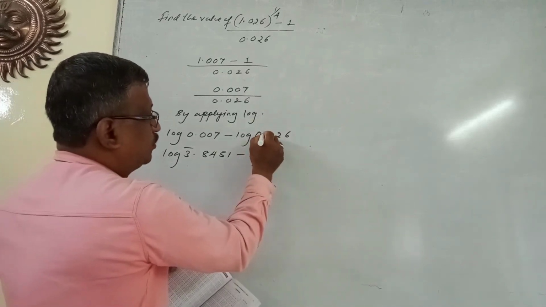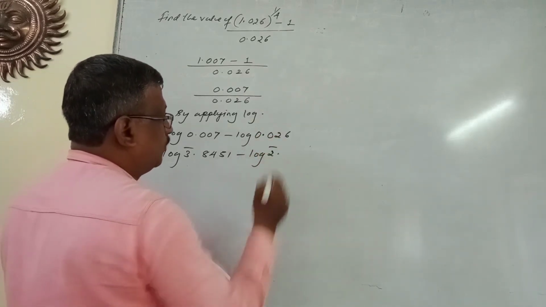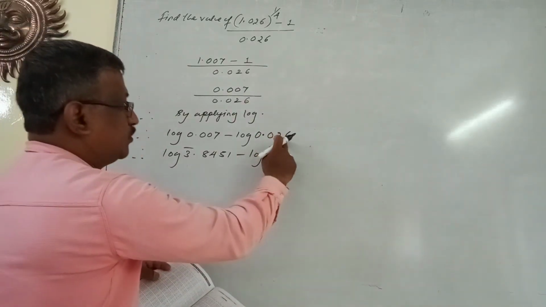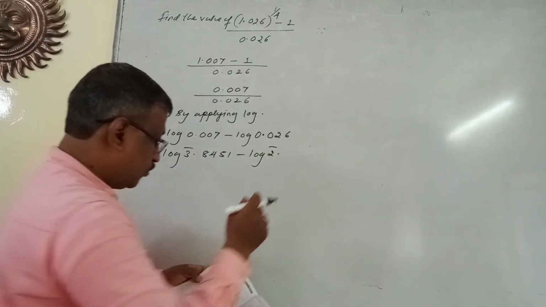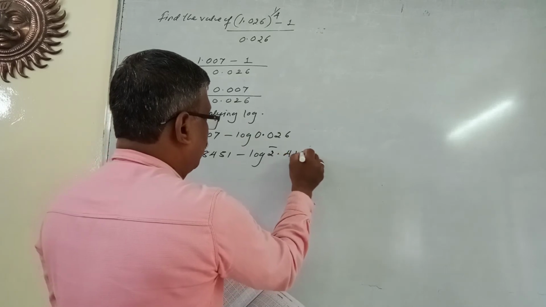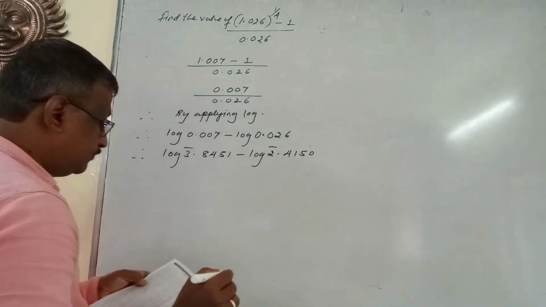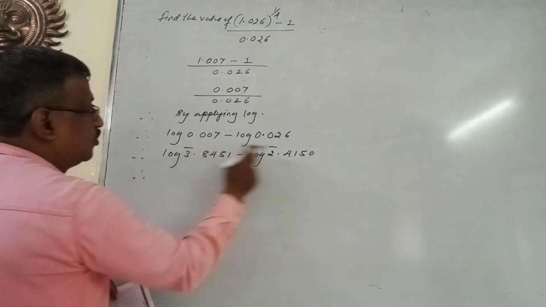Minus the log of this. Characteristics of this number will be bar 2. Place the decimal point, go for log. In the log you have to see 26 zeroth column, mean difference zeroth column. So it comes to 4150.